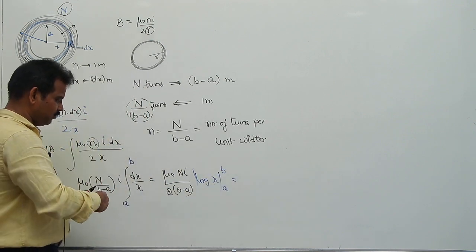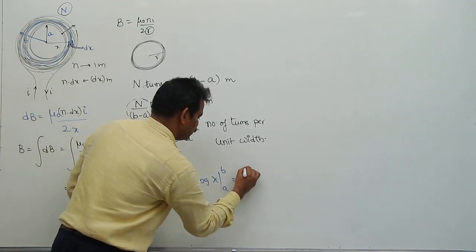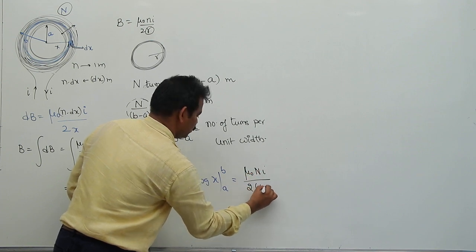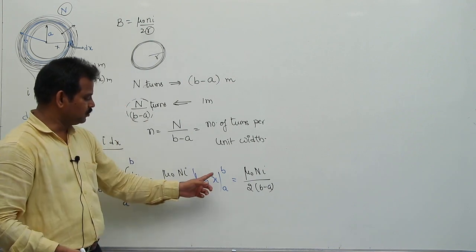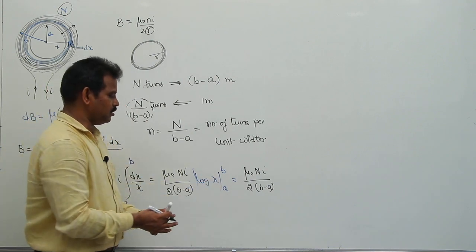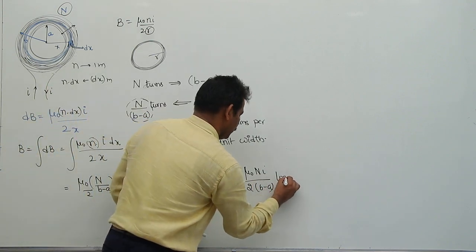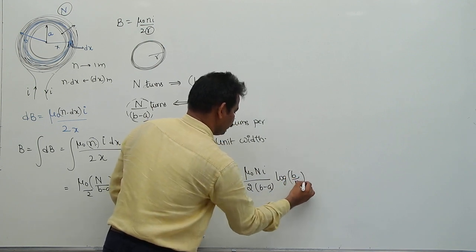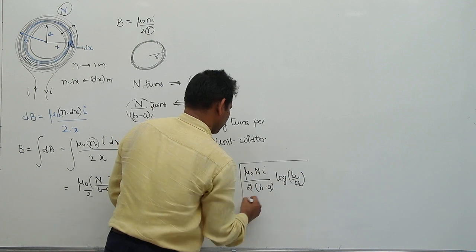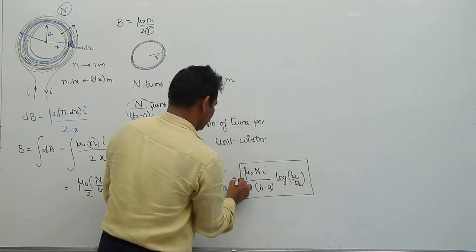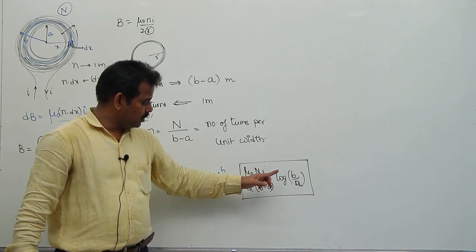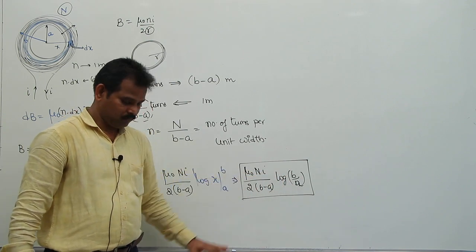So this can be written as mu naught N I by 2 into b minus a. If you substitute this, log b minus log a, what can we write? Log b by a, so ln b by a. So this is the magnetic field due to this circular coil having inner radius a, outer radius b, with N total number of turns and carrying current I.